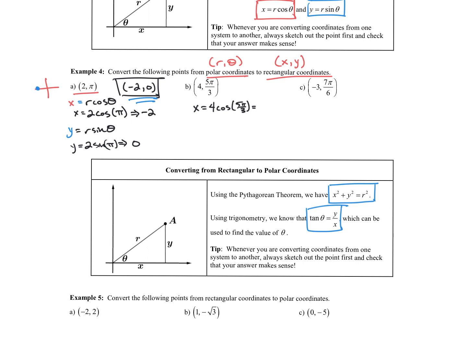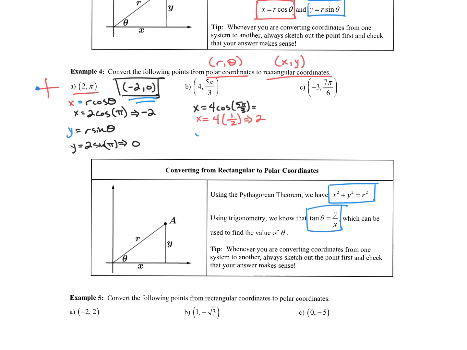And again, just like before, how did I want you to think of cosine? Cosine deals with what? X. So doesn't that make sense that we're using cosine with x? All right, so now I have 4 cosine of 5 pi over 3. So what is the cosine of 5 pi over 3? Positive 1/2, exactly. And so now I have 4 times 1/2, which is 2. And so my x is equal to 2.